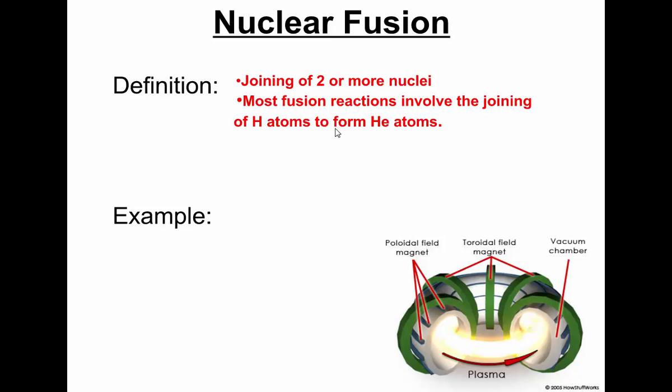So fusion is what generates the energy from the sun. The light, the heat that comes from the sun, is from the energy of fusion. It comes from the fusing of hydrogen atoms to form helium atoms. So typically, this involves different isotopes of hydrogen, deuterium, tritium, to form helium and a neutron. And nuclear fusion can release a lot of energy.